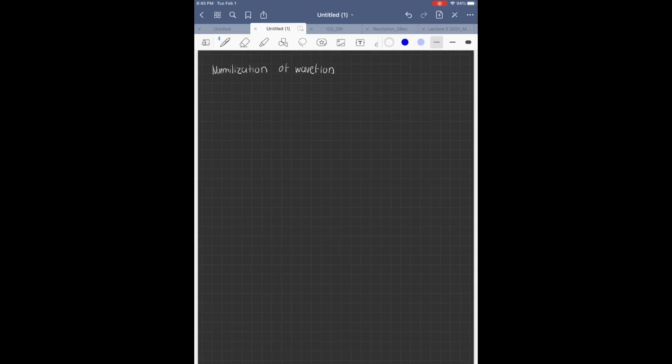So I'll just show an example here. You have a wave function, psi of x, equal to n, and this is just an arbitrary function. We want to normalize that, right? So we take the integral of this. We know this is the normalization condition.